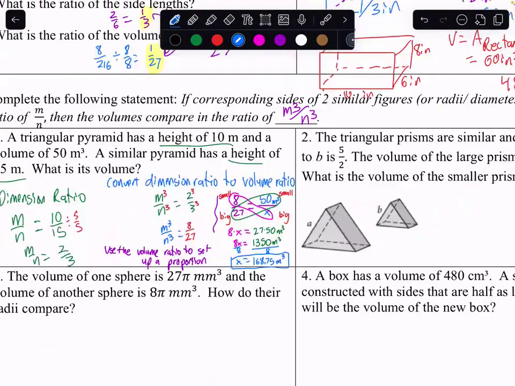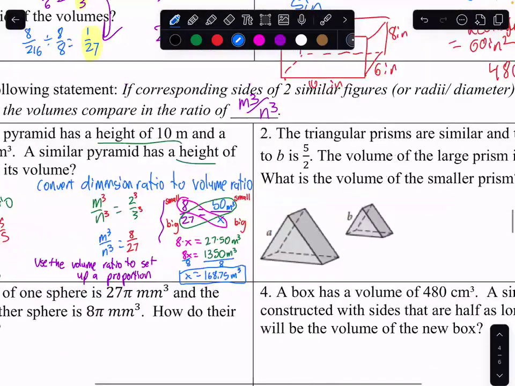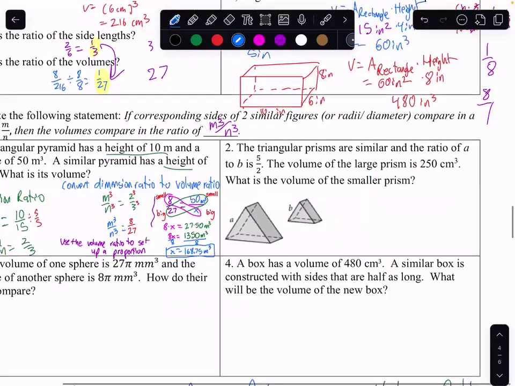Okay, so questions on any part of this problem? Okay, let's go ahead and do one more together.